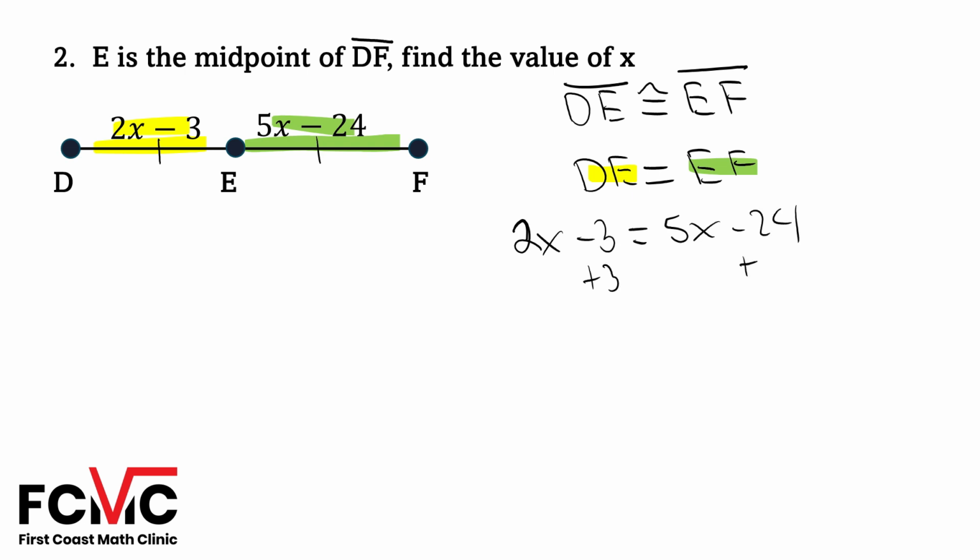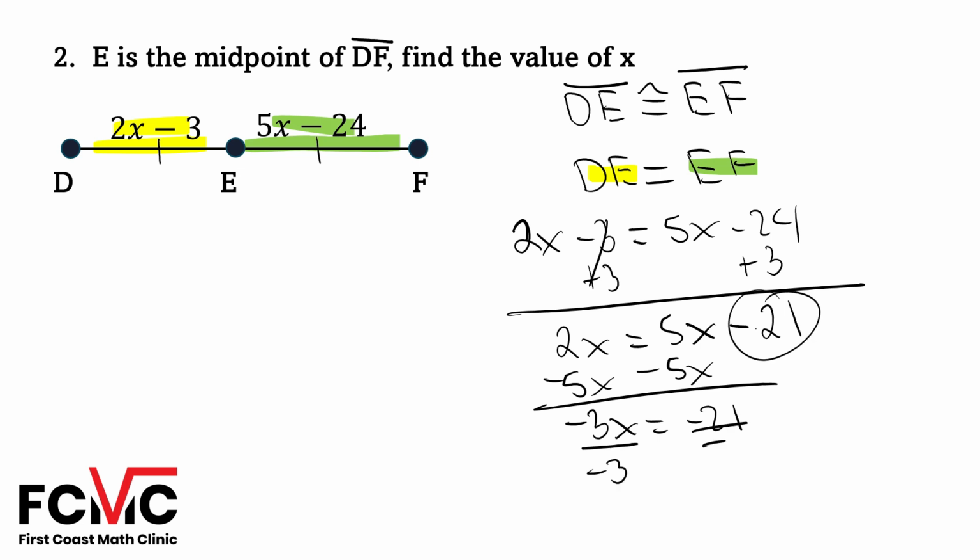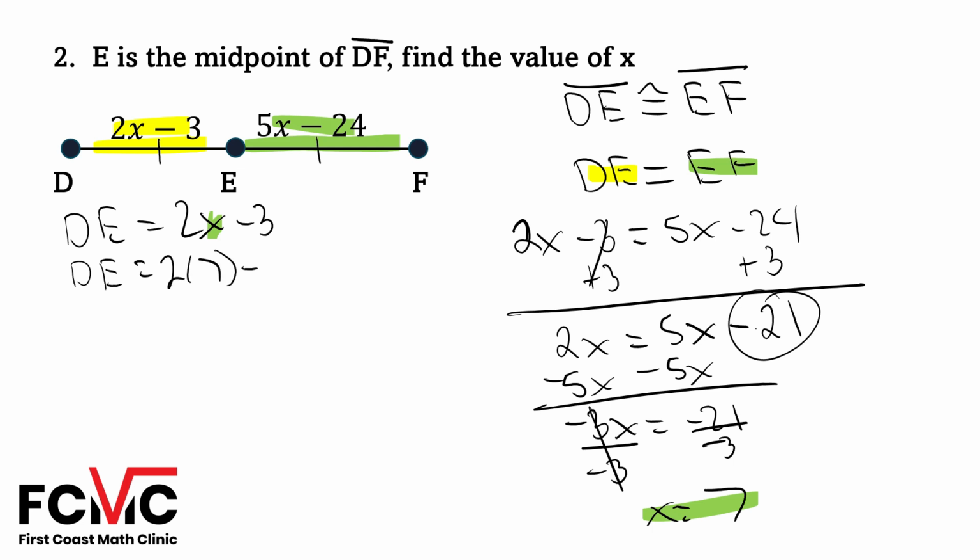Let's add the 3 to both sides. Just subtract 5x. Get negative 3x equals negative 21. Make sure to bring the sign down with that 21. Divide by negative 3 to get x equals 7. Now let's find the length of each segment. So DE is equal to 2x minus 3. Let's take 7, put it in for x. So DE is equal to 2 times 7 minus 3. So we'll get 14 minus 3, and we'll get DE is equal to 11.